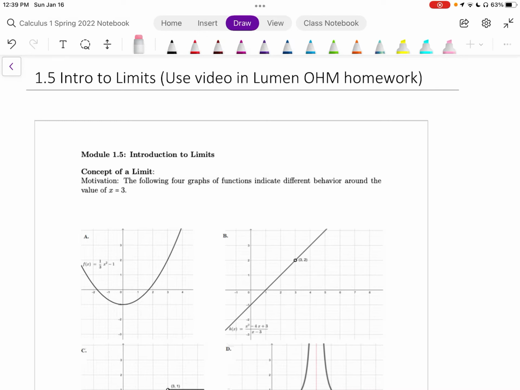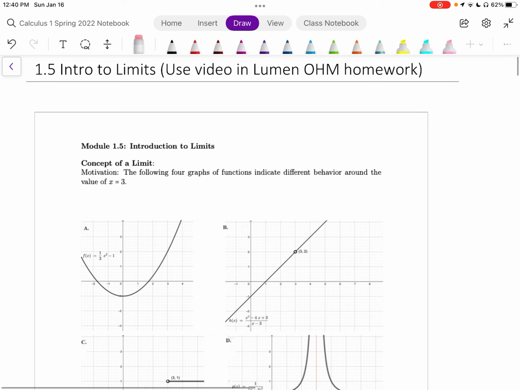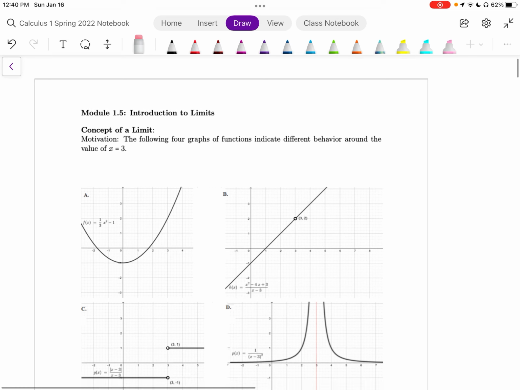Hello there, this is Professor Eckhouse, and I'm going to talk today about an introduction to limits. Limits are the basis of everything basically that we do in calculus. So if you don't understand, make sure and ask for help.